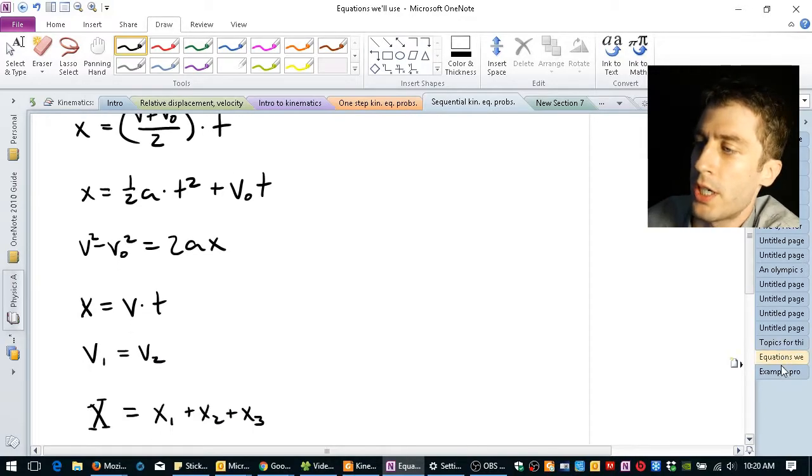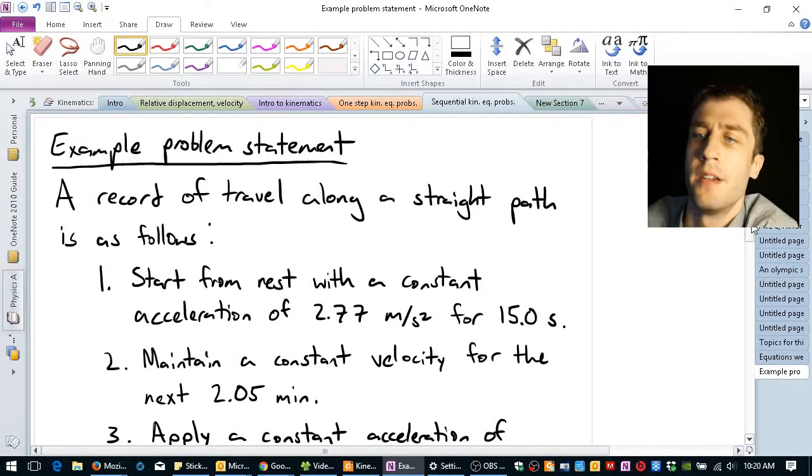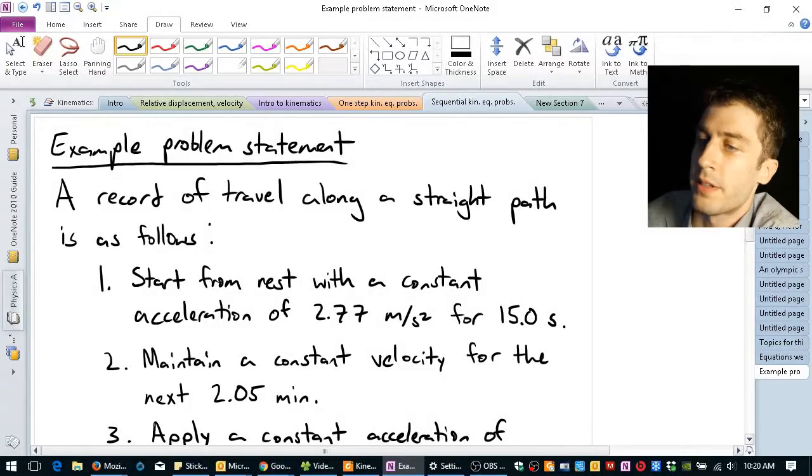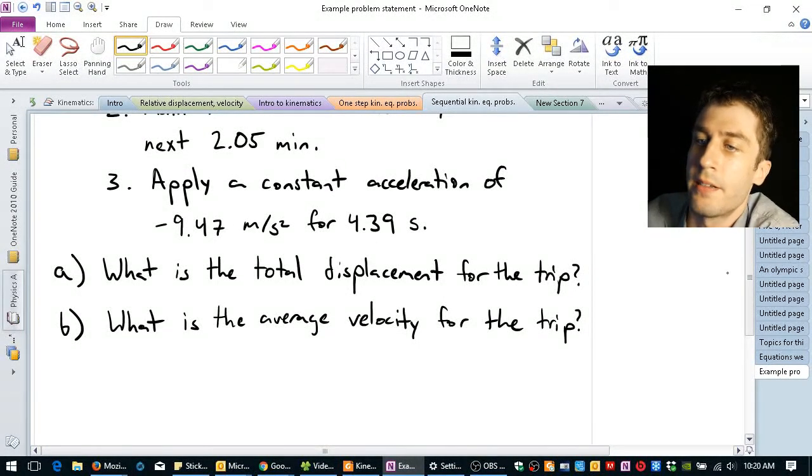All right. So let's take a look at the problem statement that I've laid out for you. I've transcribed it from the problem statement that we were using previously, but I've made a couple of minor adjustments to it so that it's hopefully a little bit more clear. A record of travel along a straight path is as follows. 1. Start from rest with a constant acceleration of 2.77 meters per second squared for 15 seconds. 2. Maintain a constant velocity for the next 2.05 minutes. 3. Apply a constant acceleration of negative 9.47 meters per second squared for 4.39 seconds.